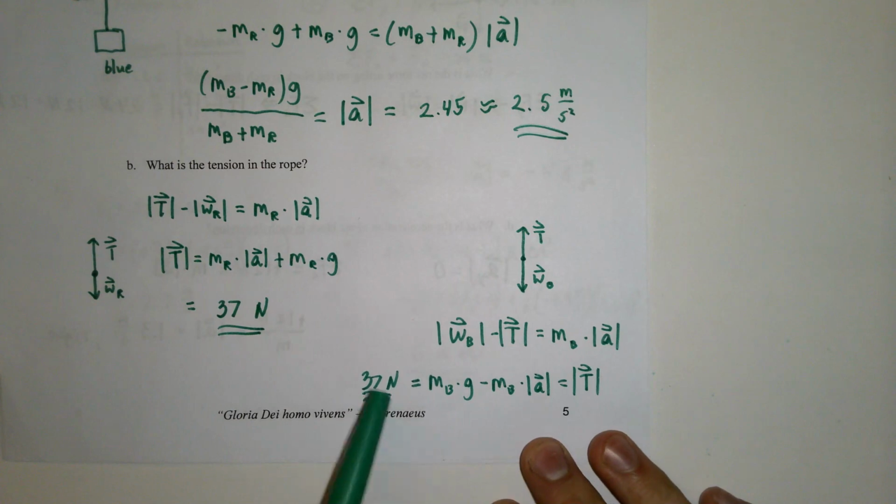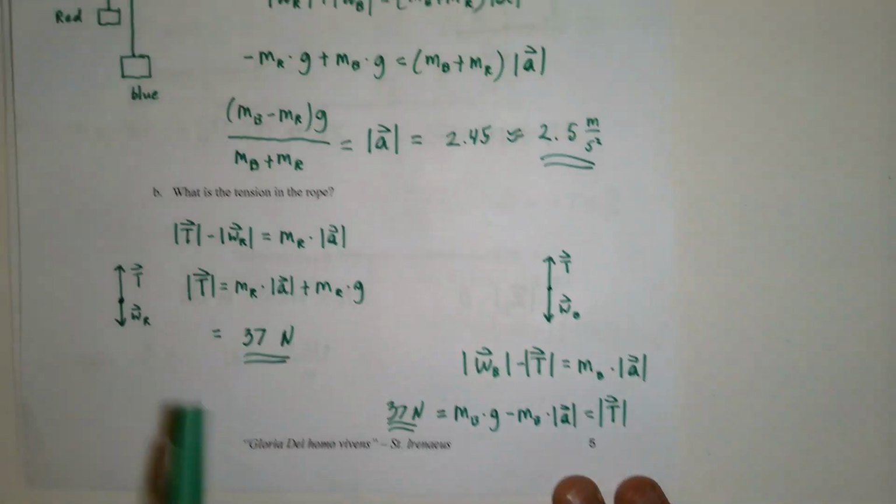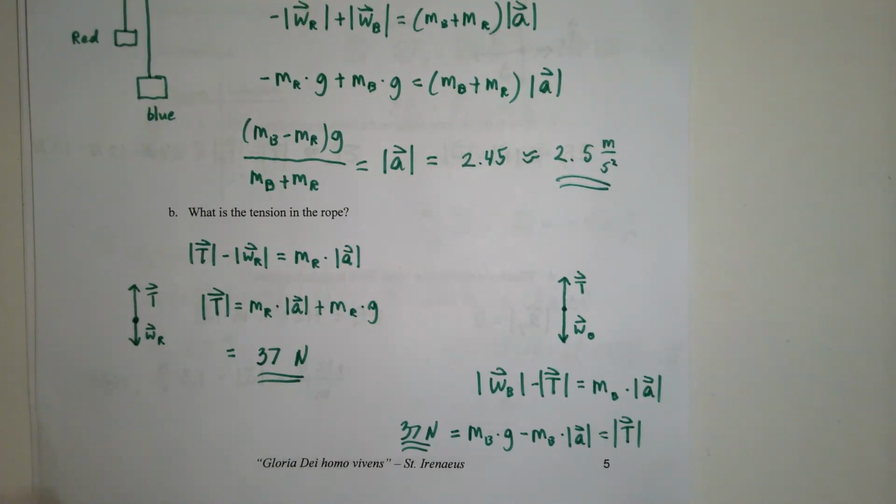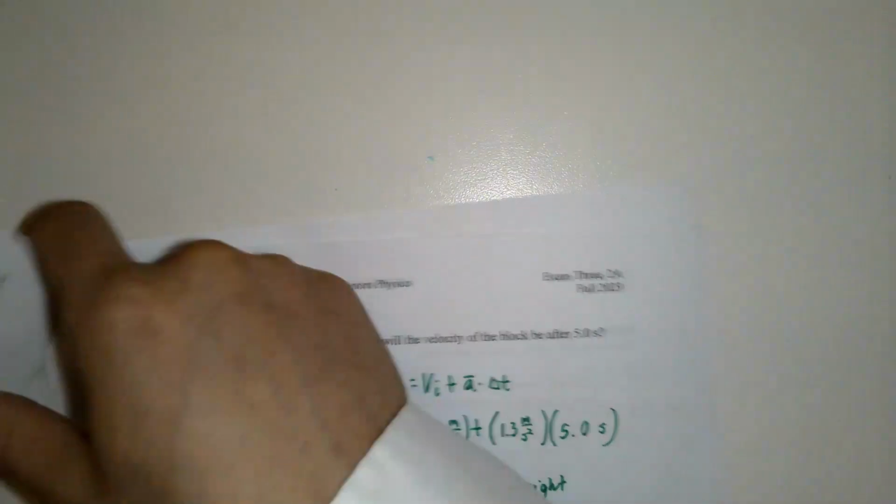I'll refrain from saying that. The point being here is that it didn't matter which of the two blocks you analyzed. You find that the tension in the rope is the same on both blocks. All right, moving right along.